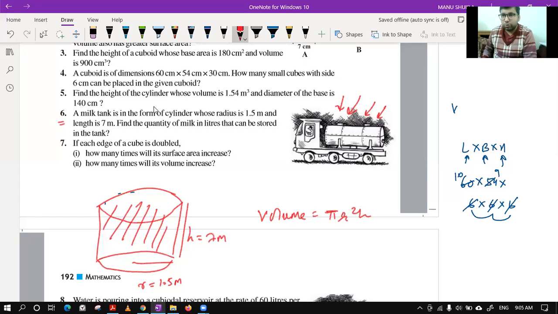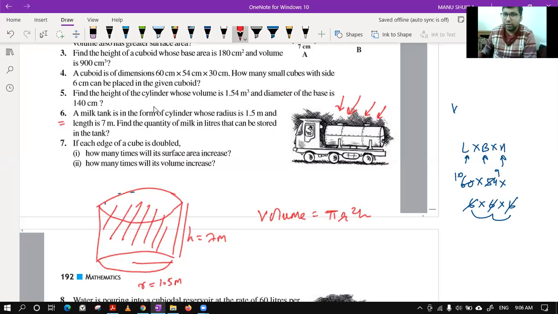Leave that for now. Rishita, L into B into H is for cuboid, not for cylinder. For cylinder, the formula is pi r square h. As soon as you have a curved surface, your formula must contain a pi. As soon as you have a curved surface in front of you, the formula will surely have a pi in it.